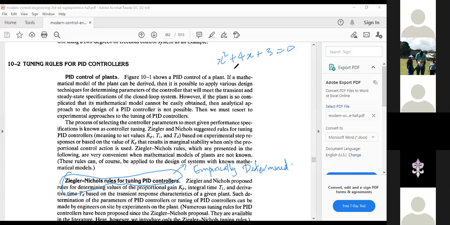Yeah, factorize it. That's very good. All right, so you can factorize it. And what else can you do? You can complete the square. And we can use the formula as well. Yeah, use the quadratic formula. All right, all of those things are analytical.